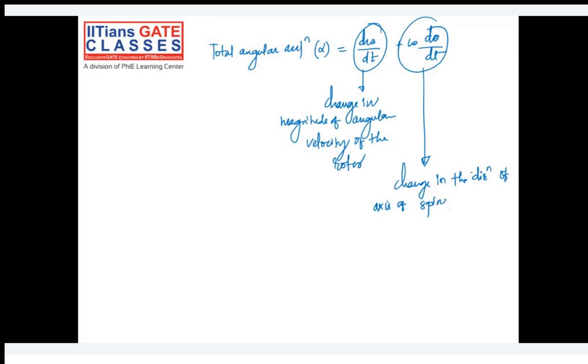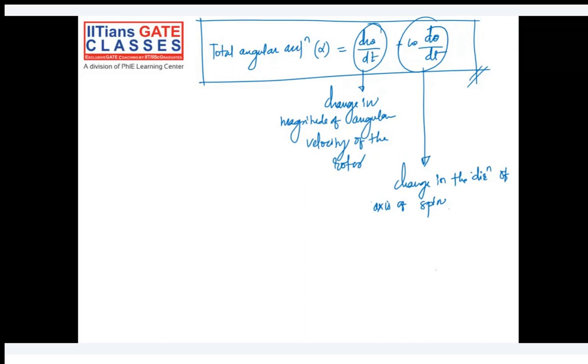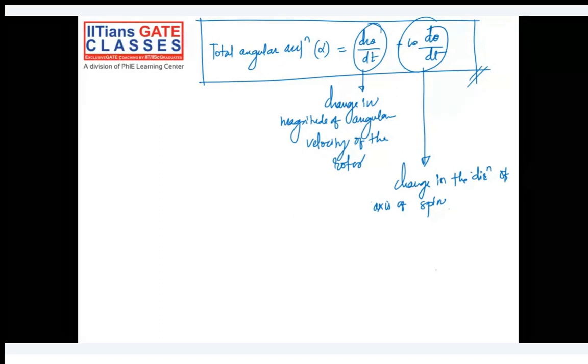Now, this was a more generalized case. At least we understood what all the components are that we see in the angular acceleration. So write down this first formula: d omega by dt plus omega times d theta by dt. This was our first point. If you remember the first slide, we studied the angular acceleration.